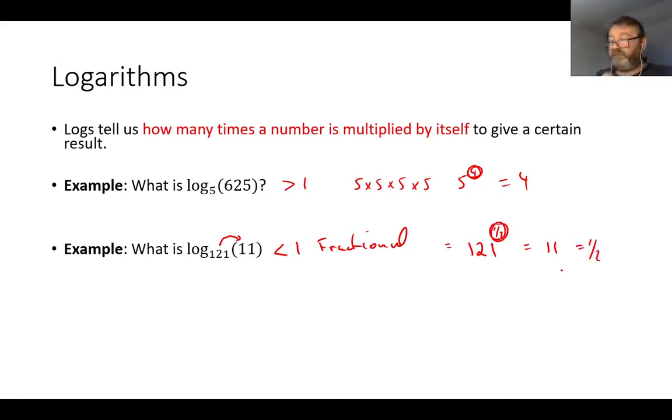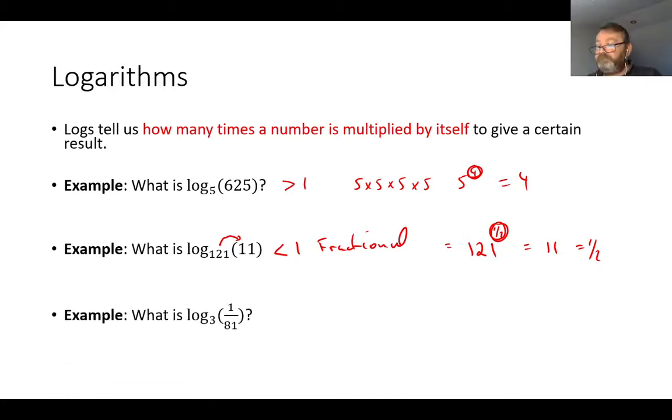Okay, so let's just go through those again. When you're bringing the base up to a bigger number, the answer is going to be greater than 1. When you're bringing your base down to a smaller number, the answer is going to be less than 1. Indeed, it's going to be fractional because it has to be between 0 and 1. So it'll be a fractional answer. And in this case here, what power do I give to 121 to bring it down to 11? And the answer is obviously a half because it's a square root.